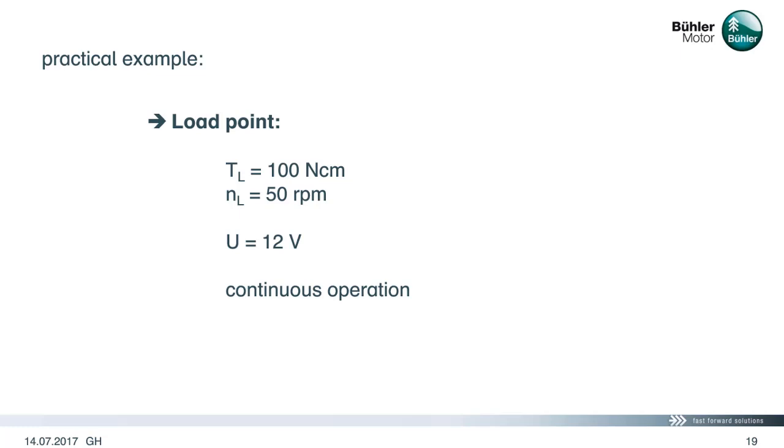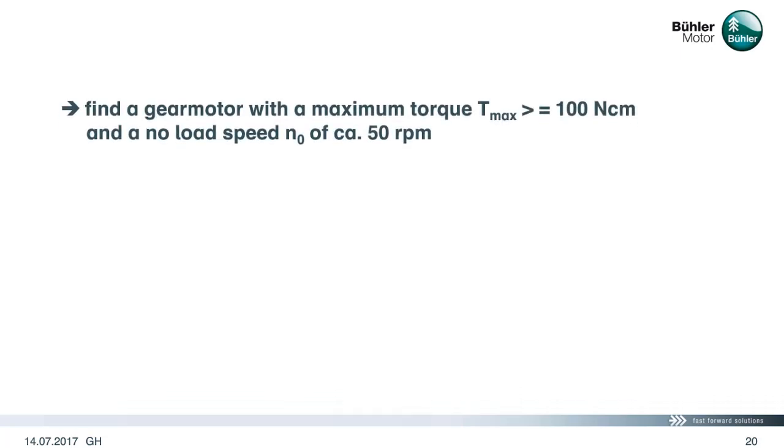The load point in a 12-volt application with continuous operation is supposed to be 50 RPM at 100 Newton centimeter load. Load speed N sub L is definitely low, which means a gear motor is needed. We need to search our portfolio first now for a gear motor with a maximum torque T sub max of equal or more than 100 Newton centimeter and a no load speed N sub 0 of roughly 50 RPM.